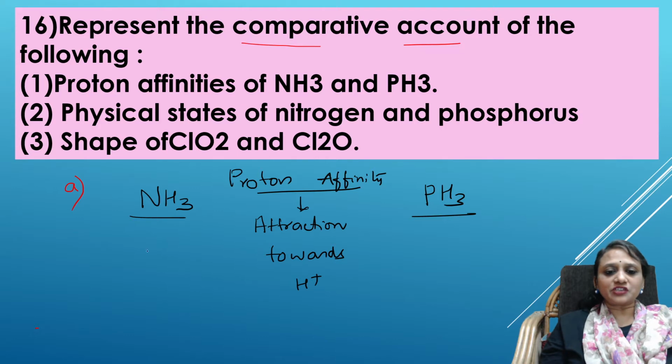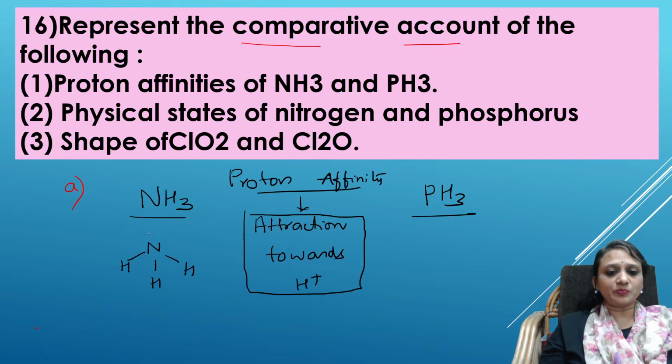This is the concept I need to understand and how to write in the exam. When I take NH3, nitrogen with hydrogen, hydrogen and hydrogen, there is a lone pair of electrons here. When I take PH3, phosphorus with hydrogen, hydrogen and hydrogen. The first important concept here is that nitrogen size is very small. Let us write the first point: nitrogen size is small.